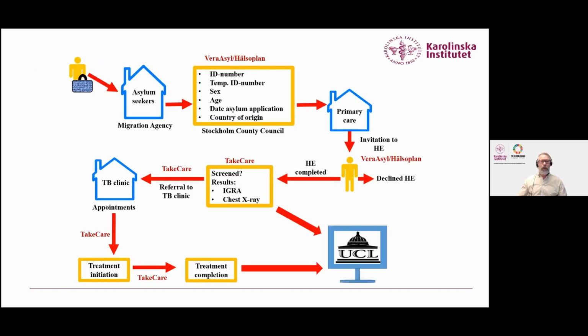I'm not going to walk you through this. This is just showing the complexity of the cascade that we tried to capture in some of the registers being used here and linked by ID numbers. So it goes from being an asylum seeker, going into primary care where the health examination is done, being referred to the specialist clinic, and then from there getting the data on the treatment outcome.